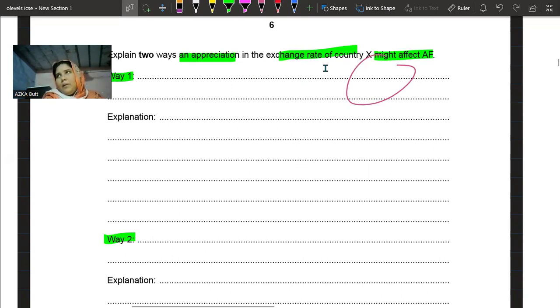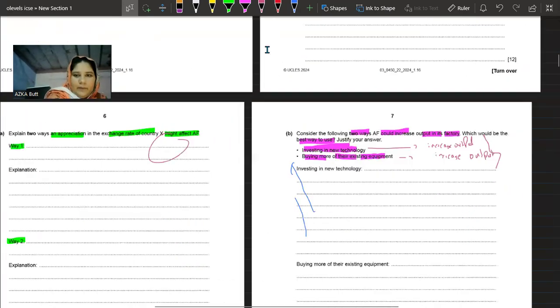So now employees of country X would have more money to spend on the essentials, and the employees who are working in country X now have more money, so that is why they would be spending more to purchase the meals from the AF. So this is how it would affect the AF.